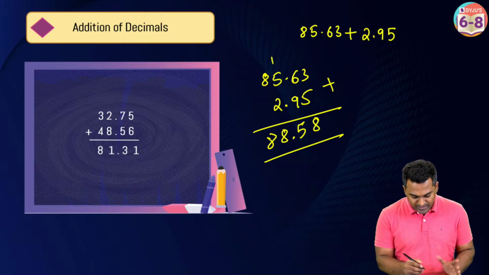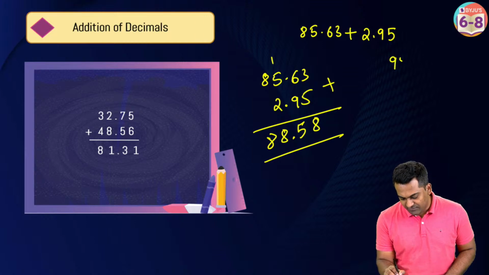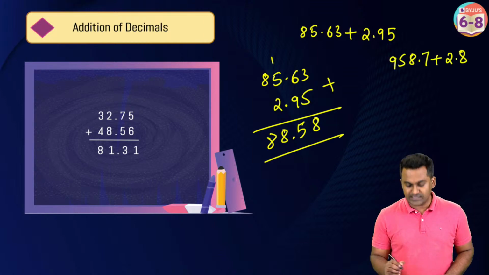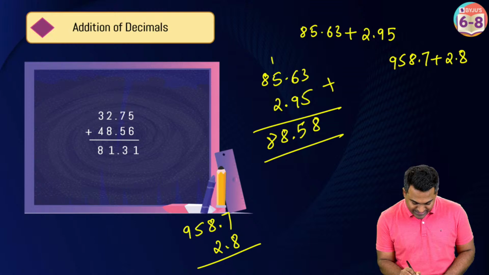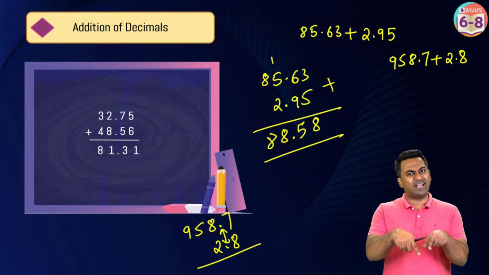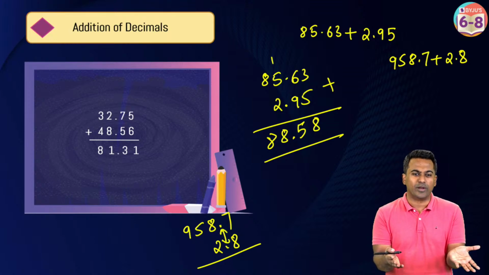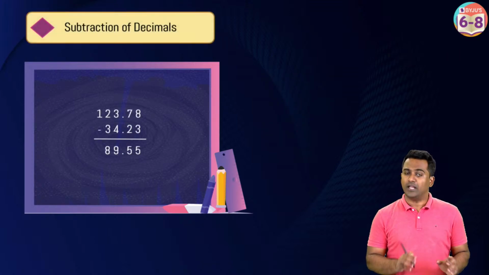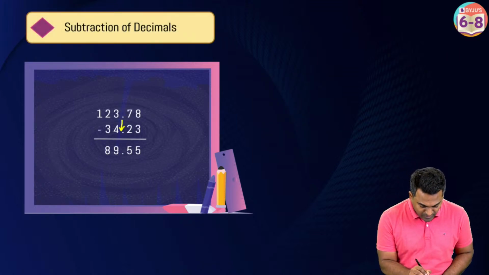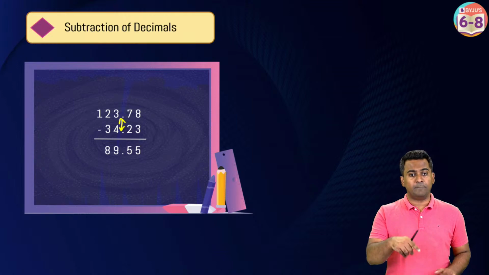Like in this case. Or if I were to give you another example, let's suppose 958.7 plus 2.8, let's say. Again do the same thing. 958.7 and then 2.8. The decimal points, as you can see, are below one another, and then add it now like you would add your regular numbers. All right, well done. Now subtraction is going to work in a similar way here. You just have to make sure that the decimal point is exactly below one another, and you can go ahead and subtract it.